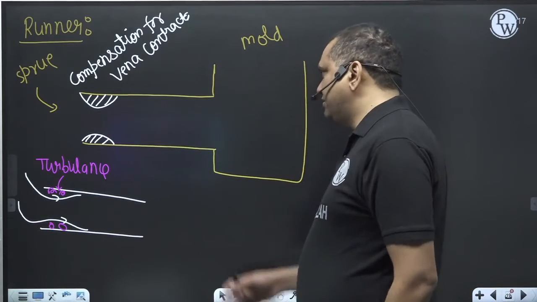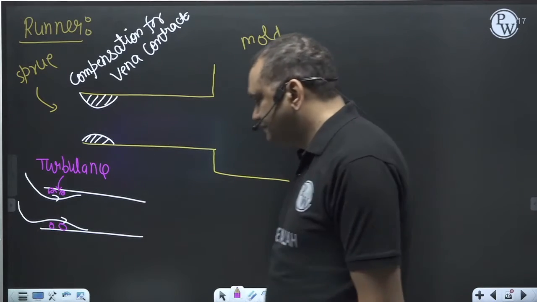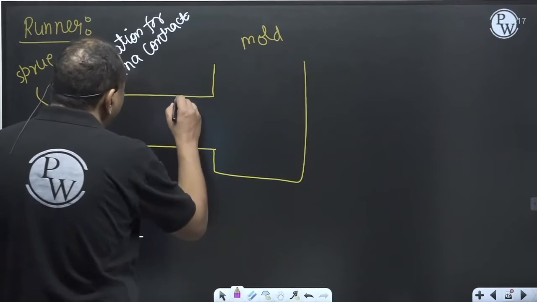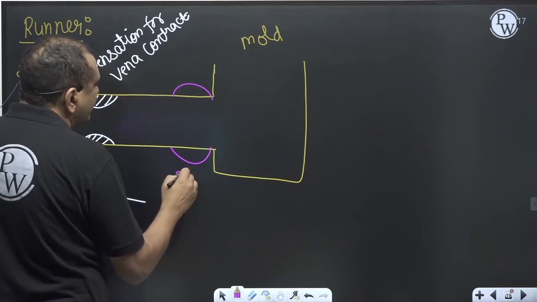And just at the entry to the mold, there is a skim bob.